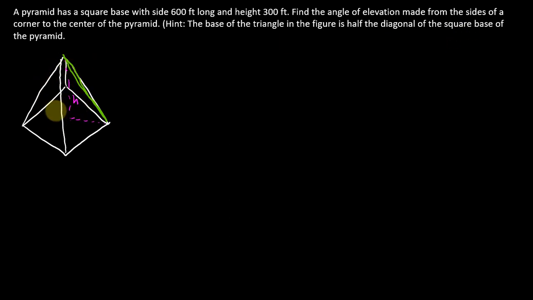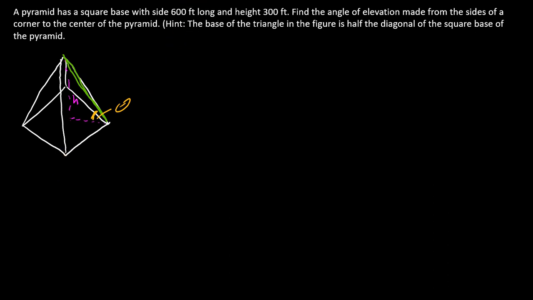If you can kind of imagine, I did my best to draw this. This side here, there's this measure theta. This is the angle of elevation that we're looking for. We've also been given a hint that the base of the triangle in the figure is half the diagonal of the square base of the pyramid.